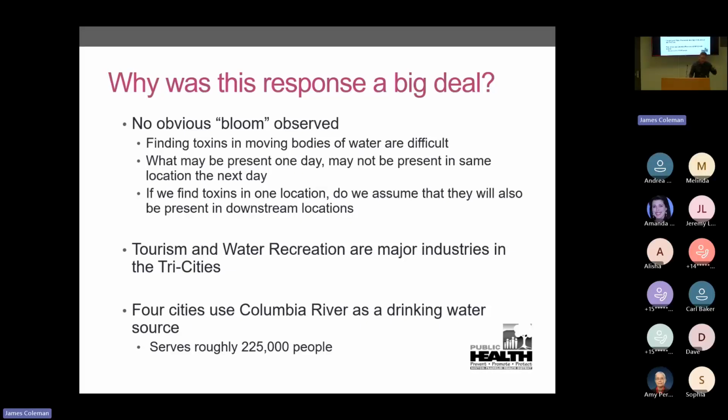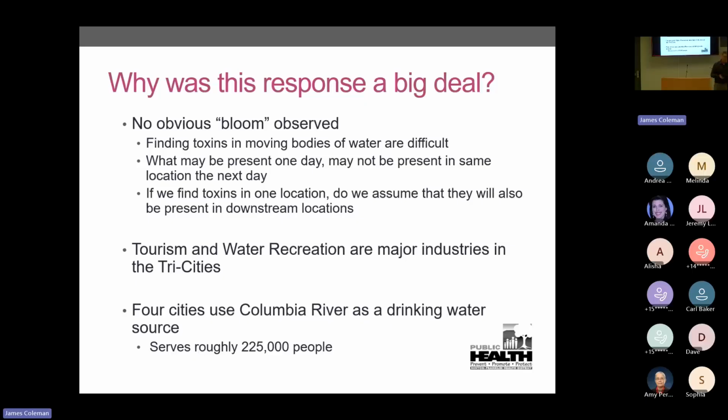And of course, the Tri-Cities has a lot of tourism, a lot of water recreation. So this is a major impact to our area. And then on top of that, all the 3 major cities get their drinking water from the Columbia River: Richland, Pasco, and Kennewick. I put 4 cities here because West Richland gets their water from a well, but if there was ever an issue with their well, there's an intertie, so they could conceivably get some water from Richland. So all the cities in this area are getting their drinking water from the Columbia River.